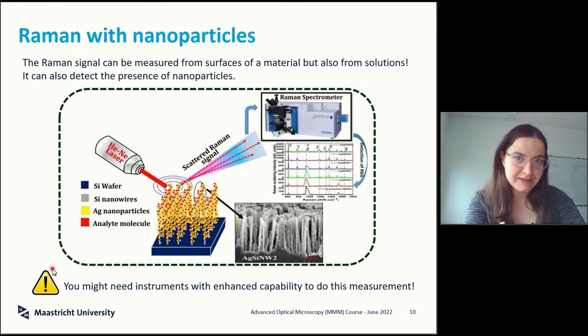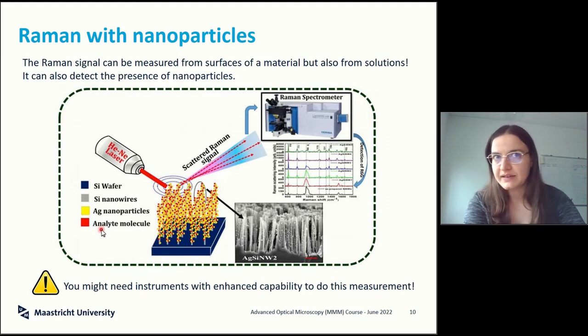Warning for this, these images, for instance, are for surface enhanced Raman scattering. So this might actually need a more complicated Raman setup, but if you end up needing this exactly, there will be people, especially in the chemistry department, that might be able to help you with this.